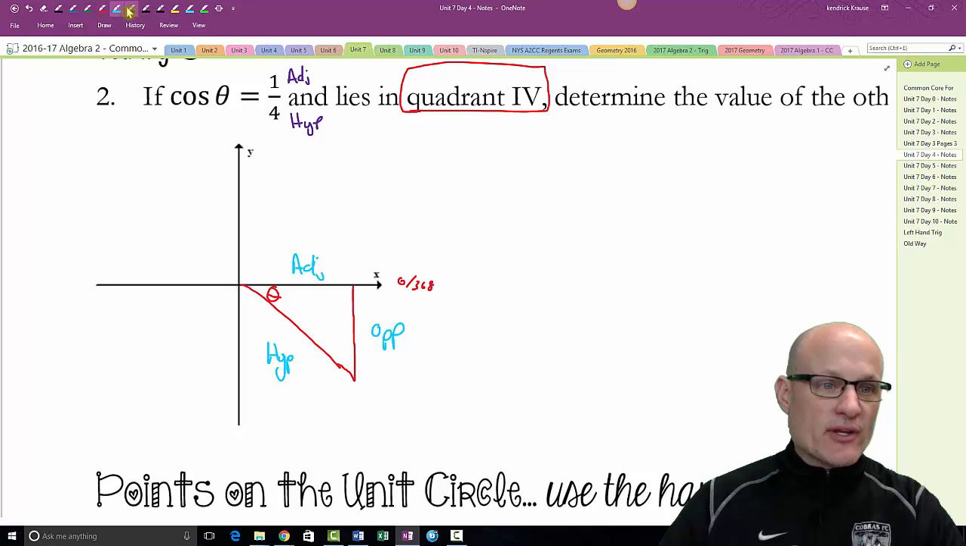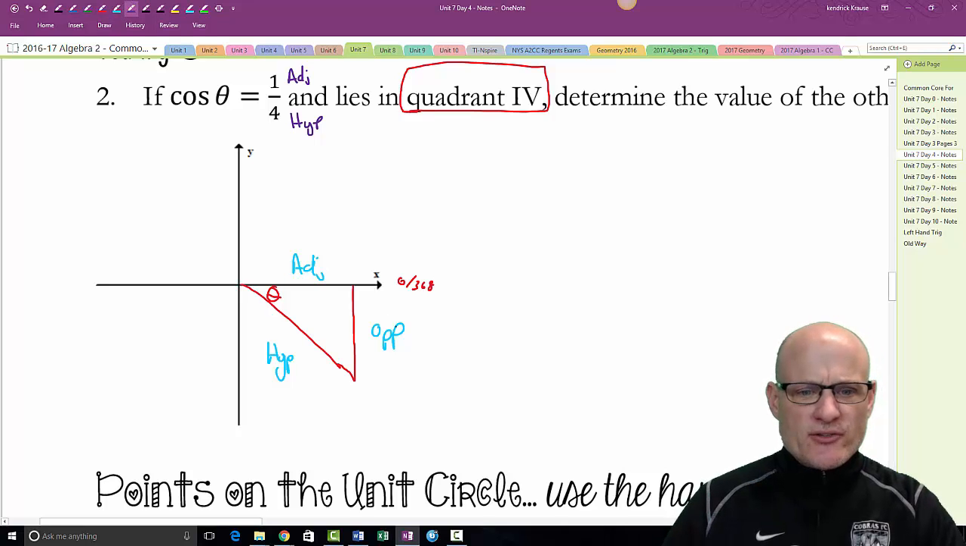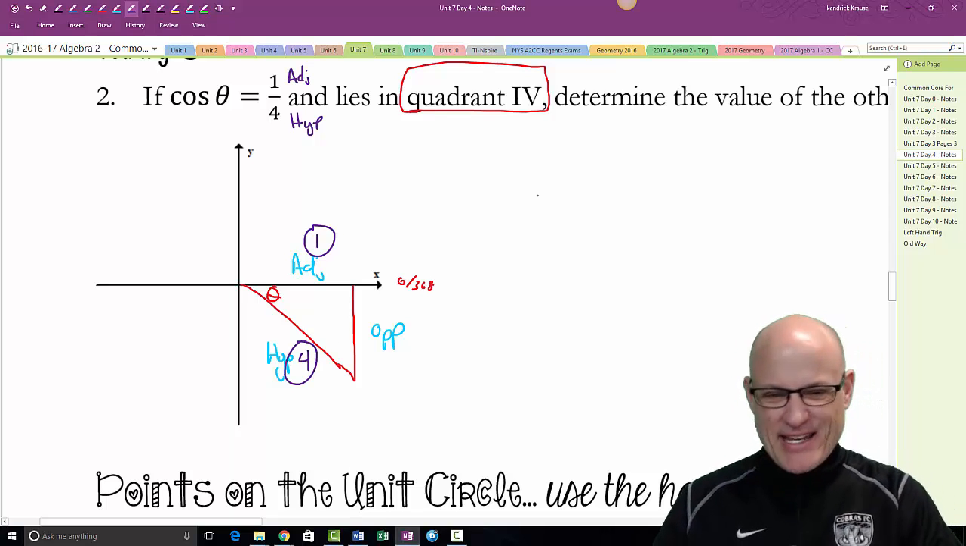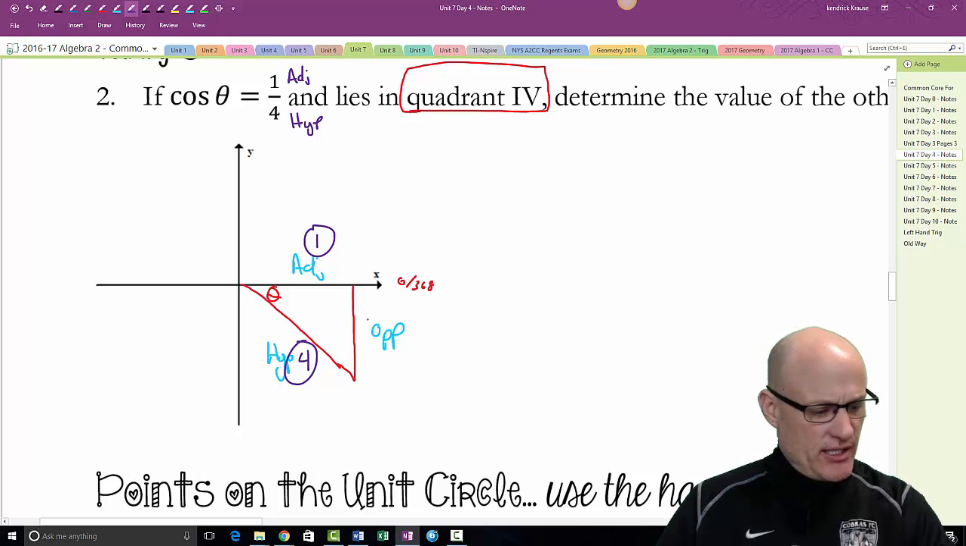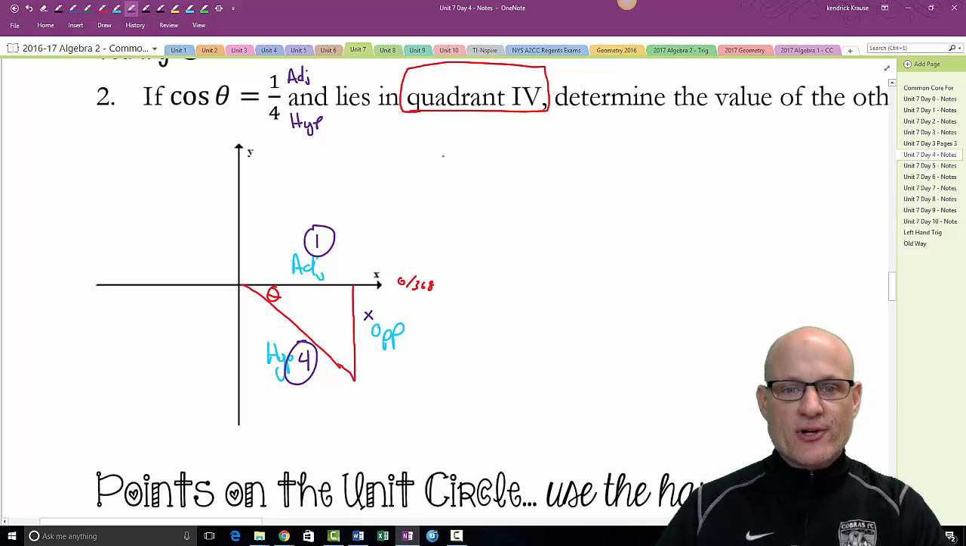So let's label this thing. Adjacent, which is 1, over hypotenuse, which is 4. So this is one of those cases where I don't know what opposite is. So let's just call it x. How am I going to find x? All right. Well, okay. I don't like calling that x because it's really a y value. Let's call it y then.